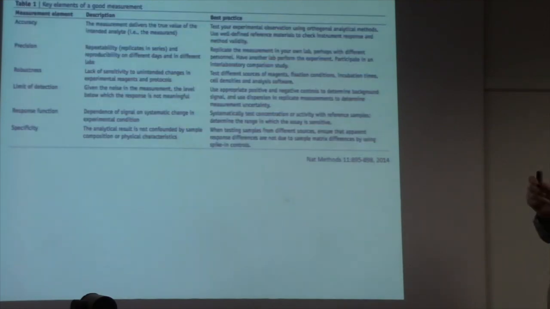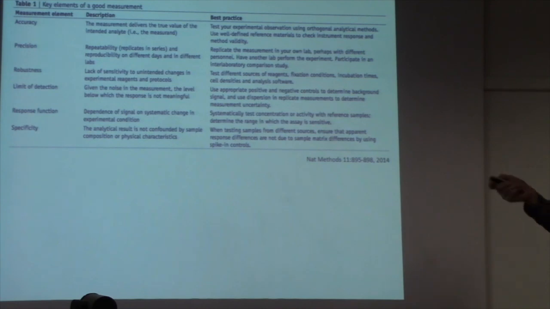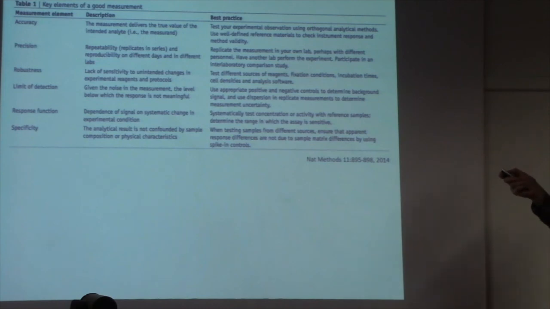Okay, here is a table that I took from Nature Methods, a methodological journal, which deals with a number of properties, characteristics of measures or measurements. Here is a description of the property, and this is what you can do in order to assess that property or ameliorate your technique in order to better that property.